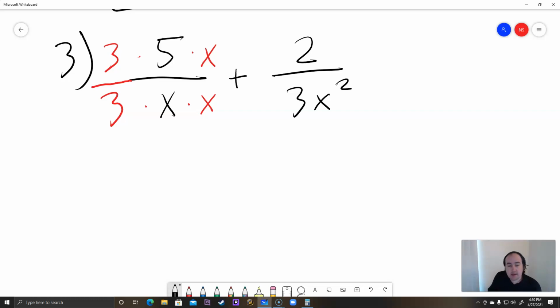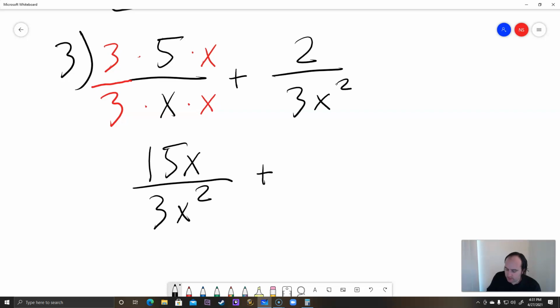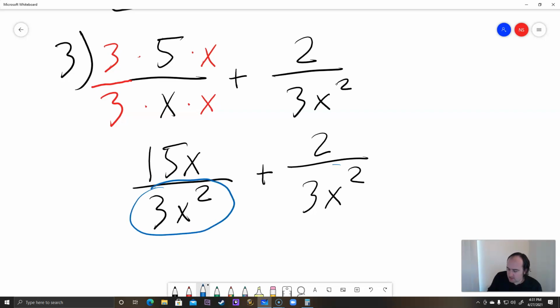So the first fraction is now going to become 3 times 5 is 15x. So we have 15x over 3 times x is 3x squared plus 2 over 3x squared. Okay, so we have 15x over 3x squared plus 2 over 3x squared. And now these have the same denominator, so we're going to keep that denominator and we're going to add the numerators.